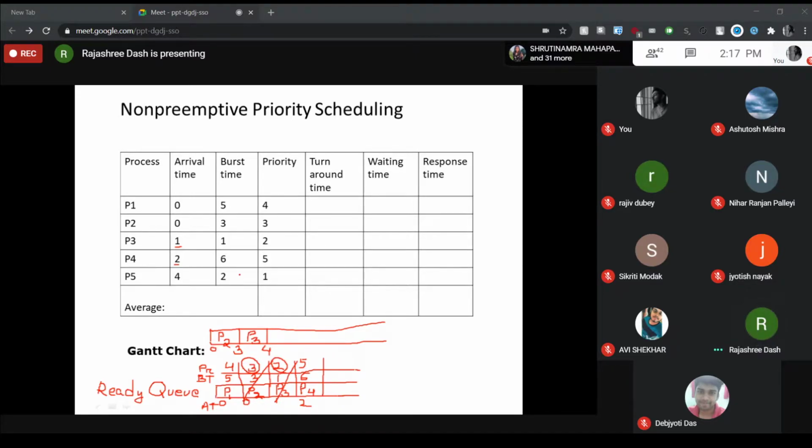So at 4, another process enters into the ready queue, that is P5. At time 4, P5 enters. For P5, the burst time is given as 2 and the priority number is given as 1. So by 4, P3 has already completed its task. Now tell me what will be the next process to be selected for execution?